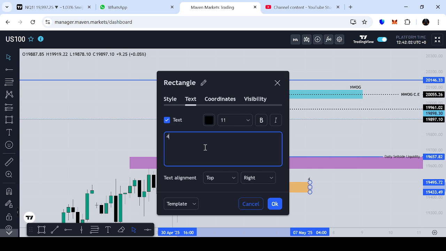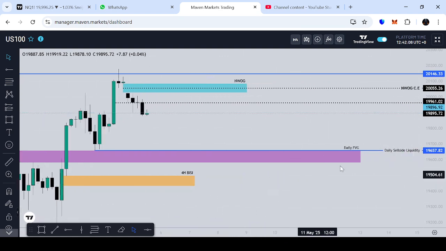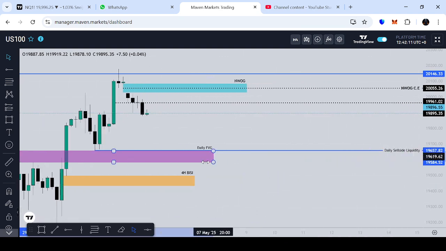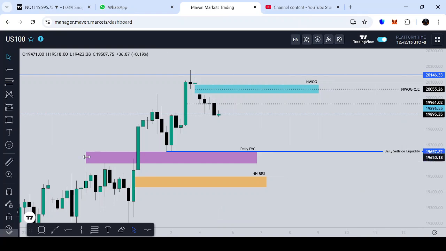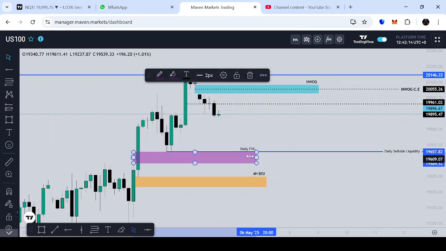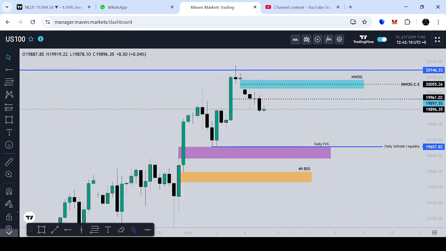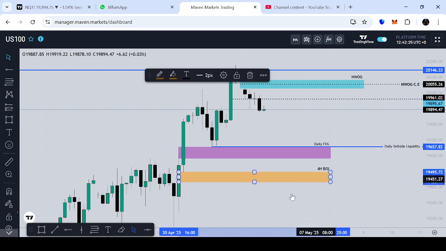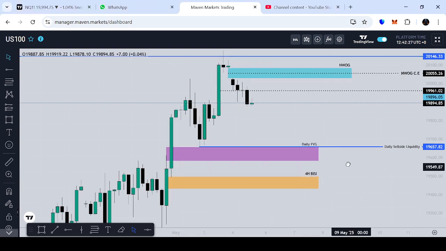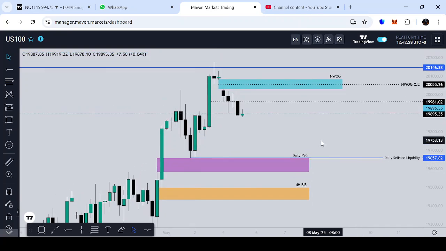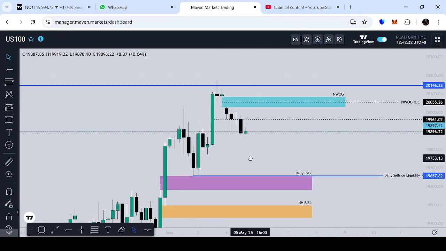A 4-hour inefficiency, 4-hour BC. This is daily fair value gap. You have to annotate all this, then extend it to your right for future price purpose. This way you could be able to read price action.